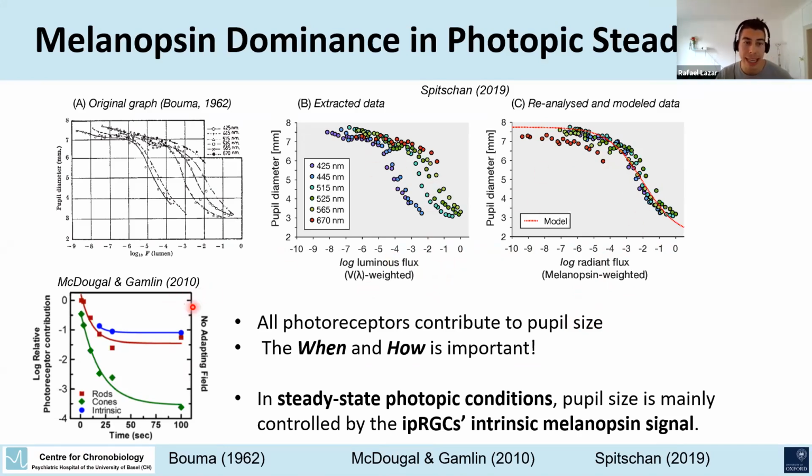Then McDougal and Gamlin have shown that the cone response that influences pupil size is only really meaningful in the first few seconds after a light stimulus onset. And after some seconds, the melanopsin signal is the most dominant one to contribute to pupil size.